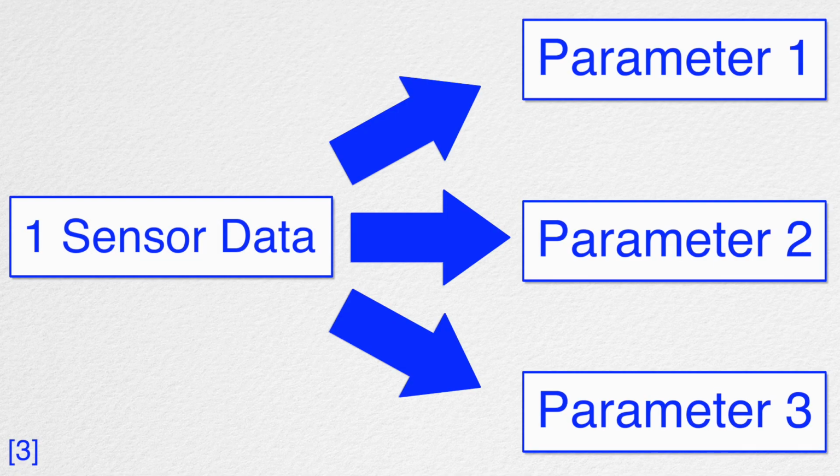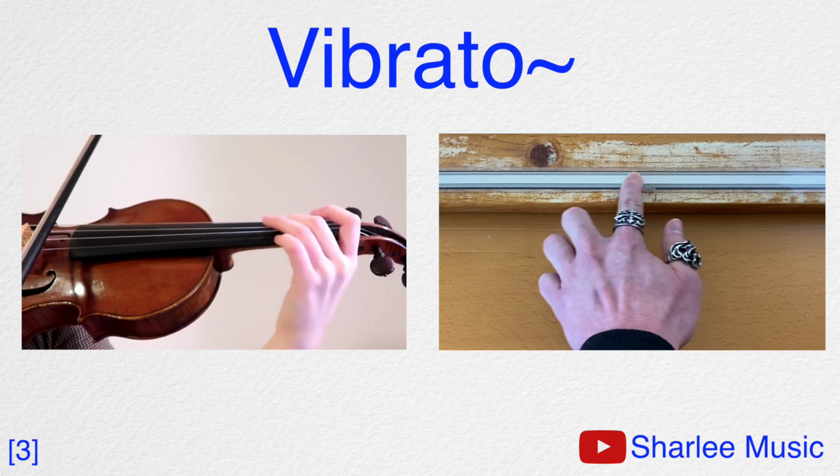So we need to program a one-to-many mapping, which is where one sensor data is mapped to a combination of parameters for simultaneous and multi-dimensional control of sounds. Let's say we want to do a vibrato with the ribbon sensor.